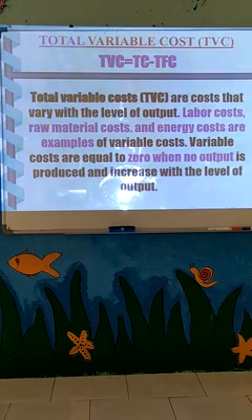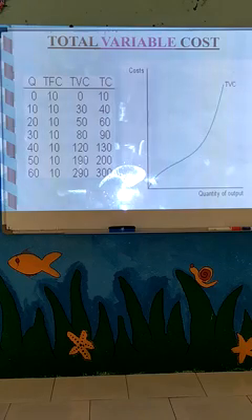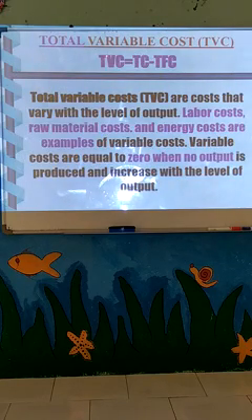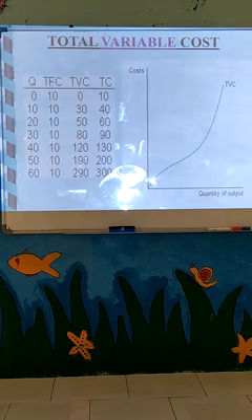And the formula for the variable cost we can see here: TVC, total variable cost, is equal to TC, total cost, minus TFC. Total cost minus total fixed cost is equal to TVC. Next we are going to see the schedule and diagram for this one.